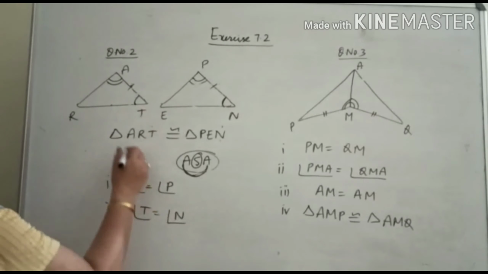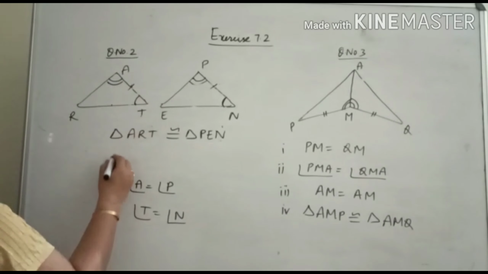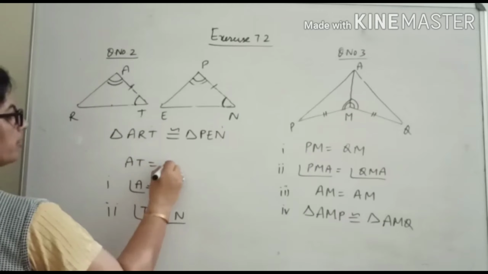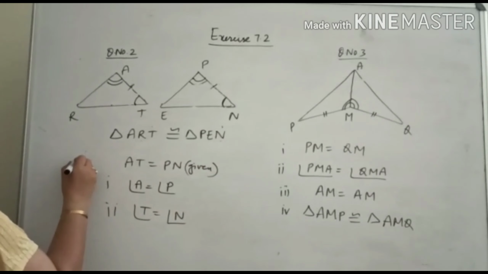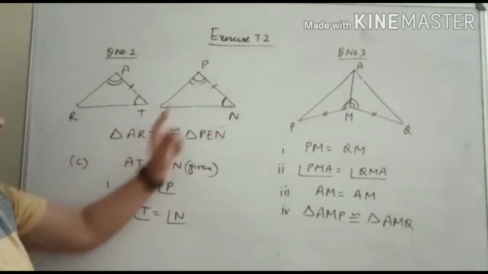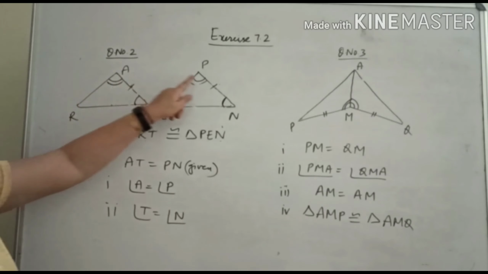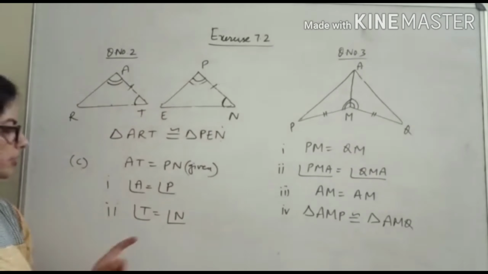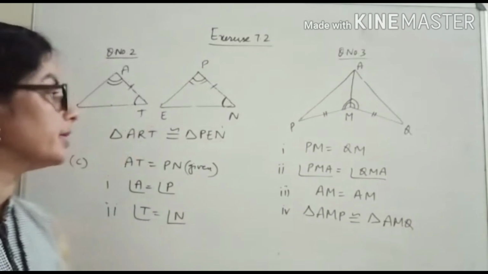And one is given to us. What is given to us? One, that AT is equal to PN is given. This is our C part. AT and PN are equal, it is given to us and we want the ASA criteria. So angle A should be equal to angle P, angle T should be equal to angle N. Then we will say that these triangles are congruent by the ASA criteria.